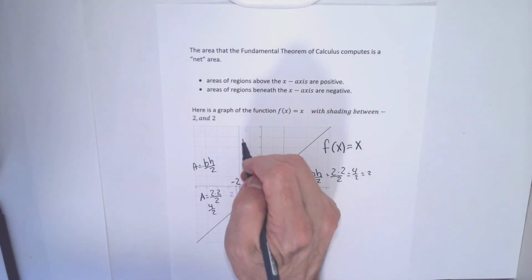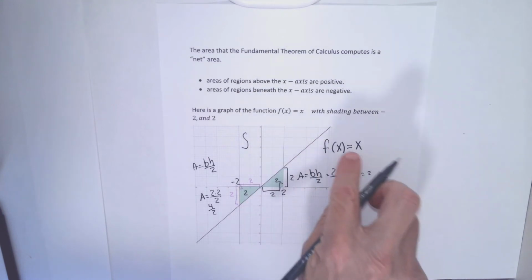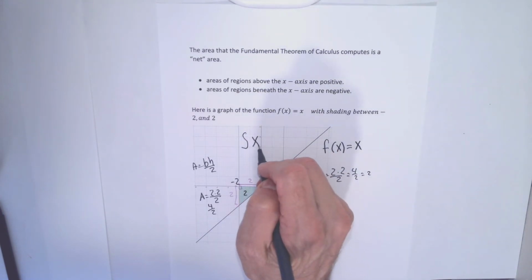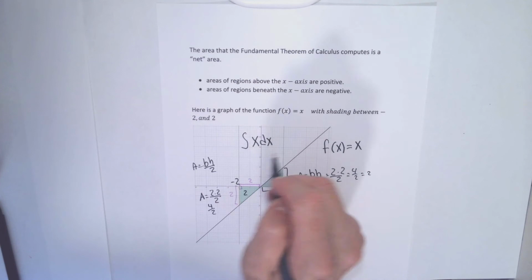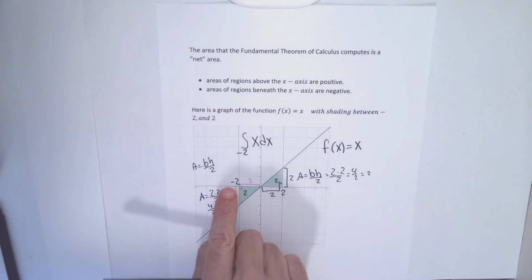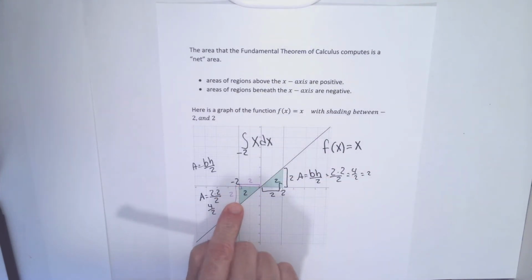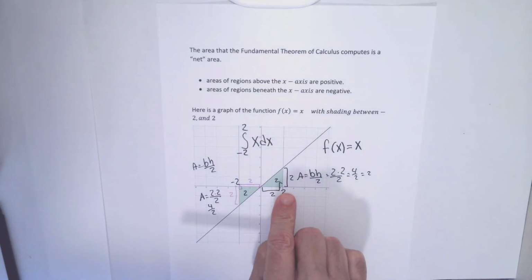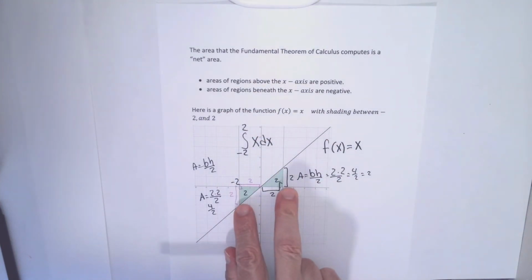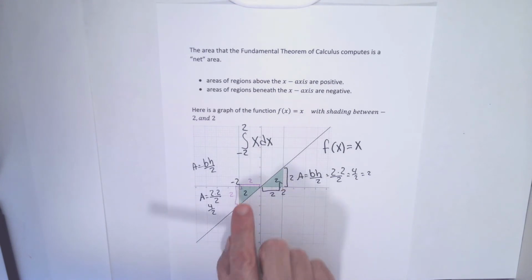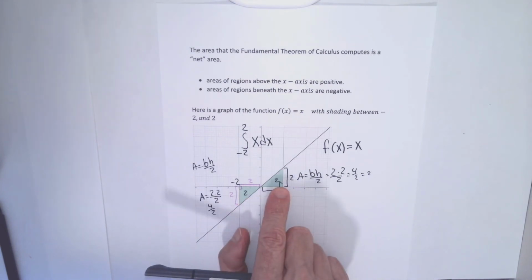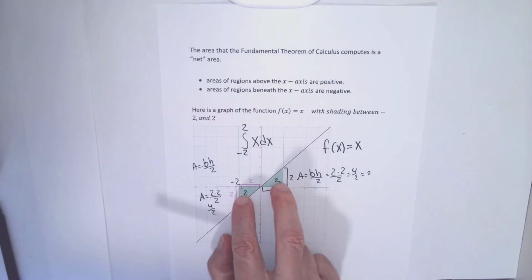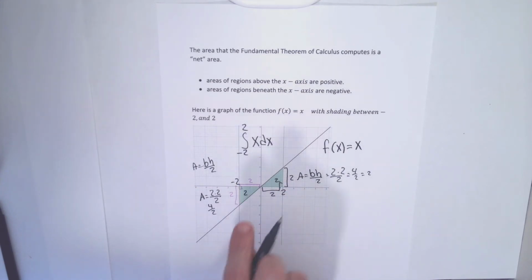If I went to integrate this function, the function x dx, starting at -2, which is the left edge of the first triangle, ending at +2, which is the right edge of the right triangle, it's not going to give me 4. It's not going to say the total area is 4. This triangle has an area of 2. That triangle has an area of 2.